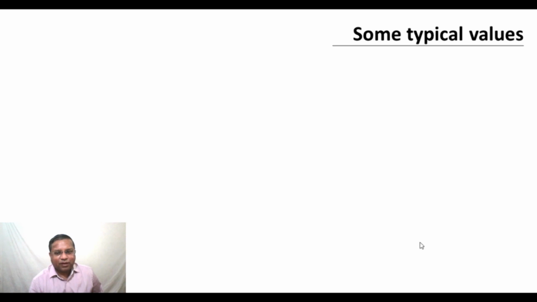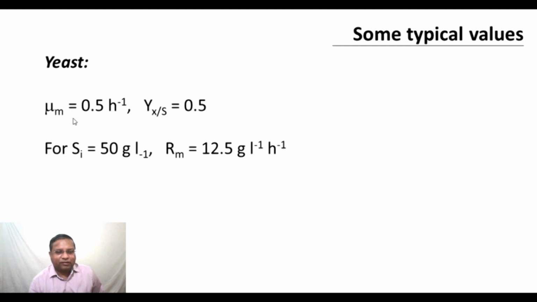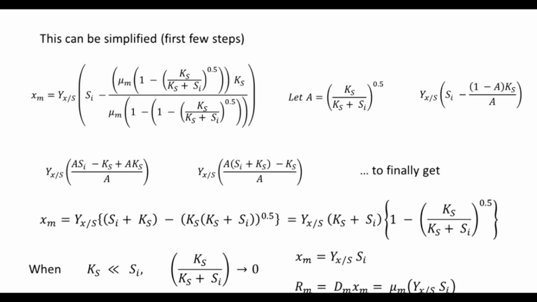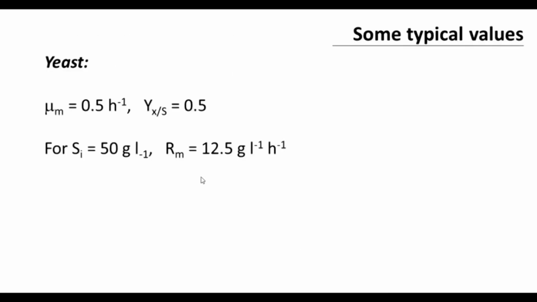Let us look at some typical values to get an idea of the productivities here. For yeast, the maximum specific growth rate is typically about 0.5 per hour, and the yield coefficient Y X/S is 0.5. So if the inlet substrate concentration is 50 gram per liter, the maximum productivity, mu m times Y X/S times Si, would be 12.5 gram per liter per hour. You can do the maximum productivity calculation for yeast.